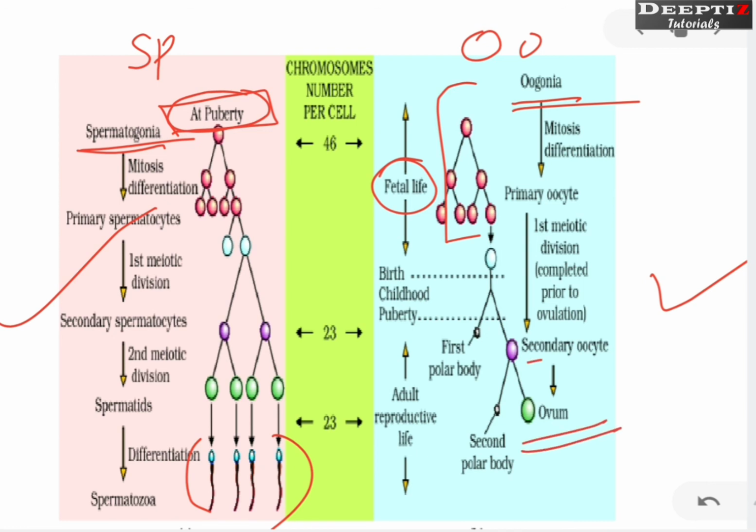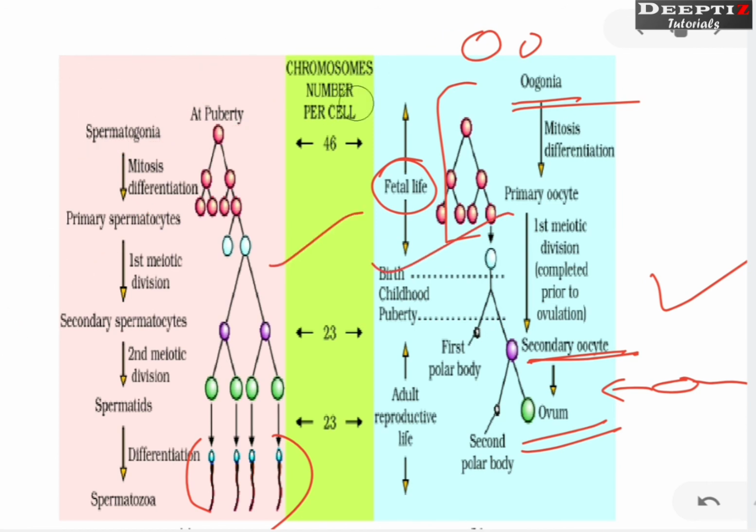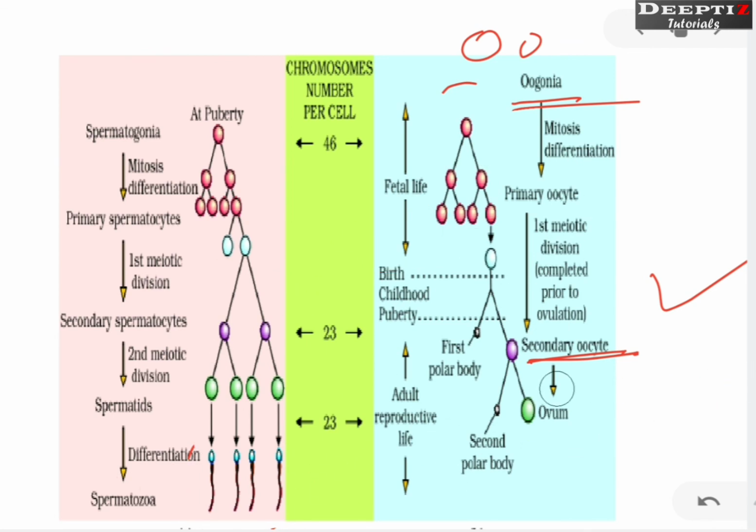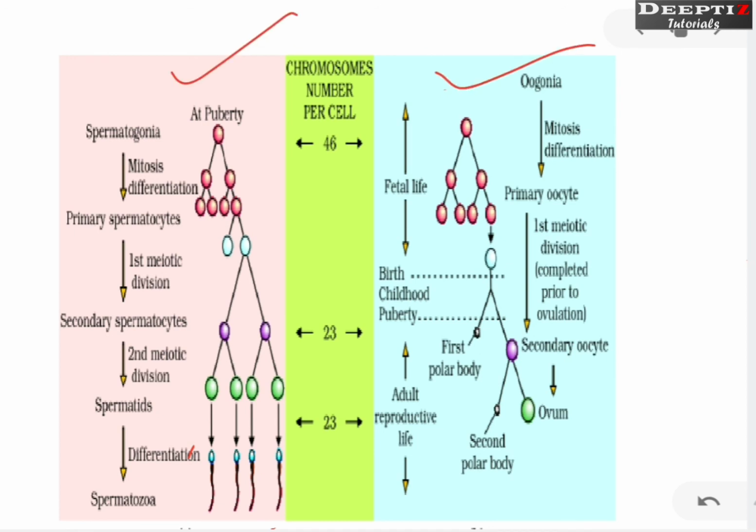That also happens only when the secondary oocyte encounters the sperm. Hope this is clear. We have already studied both. When you study spermatogenesis and oogenesis, make sure that you complete this flow chart. You need not draw them together, but at least separately you can learn it. But you must know the comparison also.